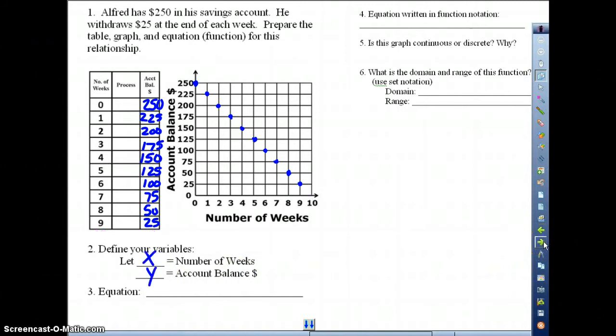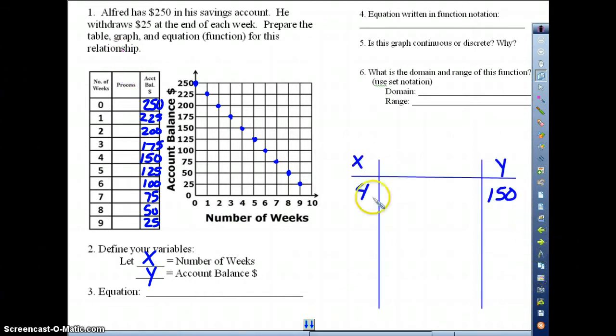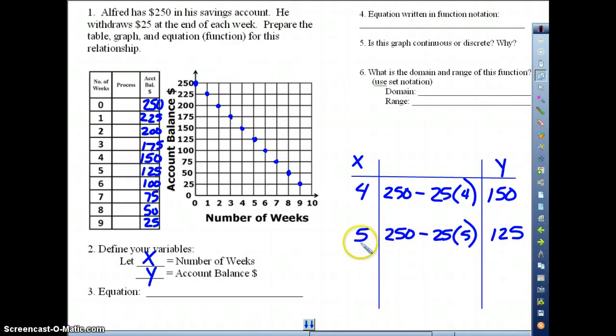Okay, I need to now figure out what the process is in order to figure out what my equation is. And you guys might already know what it is. I'm just going to pick a number out of my table like 4. I want to know, what'd you do to 4 to change it into 150? That's exactly right. Jason said you multiplied it by 25, you multiplied the number of weeks by 25 and subtracted it from 250. Okay, so does that also work if I put in 5 weeks? Yes. Yeah, 5 weeks. He's taken out 5 totals of $25. That's been removed from the account, so you subtract it from 250.